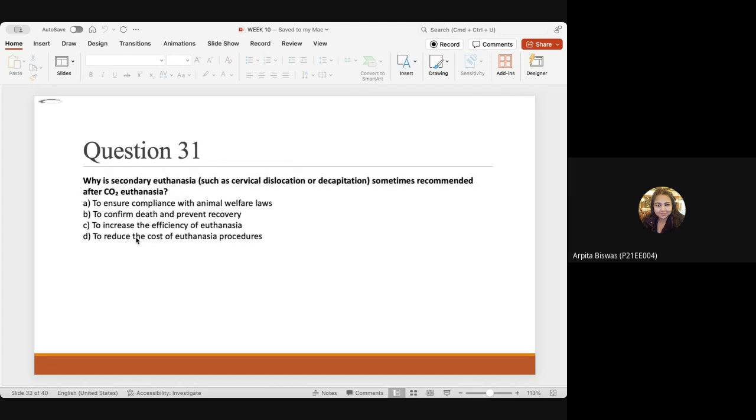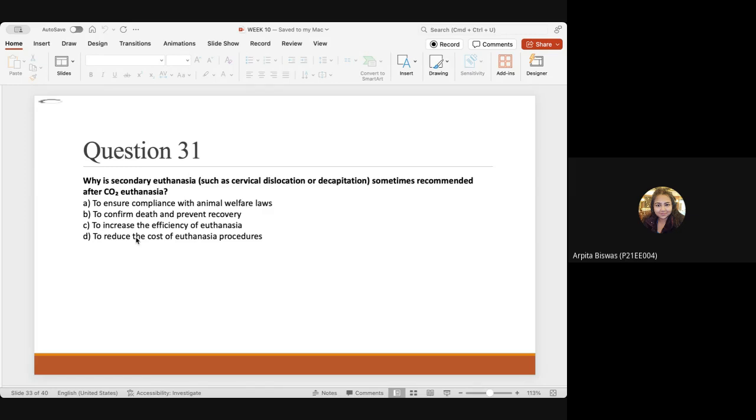So next, question number 31. Why is secondary euthanasia such as cervical dislocation or decapitation sometimes recommended after CO2 euthanasia? So first option is to ensure compliance with animal welfare laws.